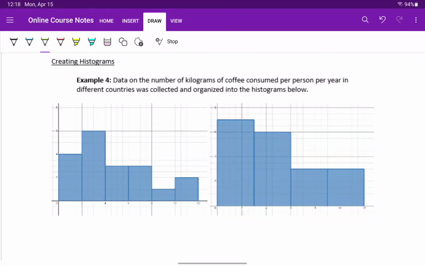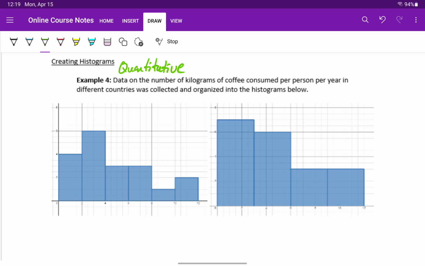Bar charts and pie charts help us visualize data, but specifically categorical data. What we're going to look at next, histograms, are one of a variety of graphs that help us visualize quantitative data. At a glance, the two graphs below look a lot like a bar chart, but there are a couple of distinctions to pick up on.